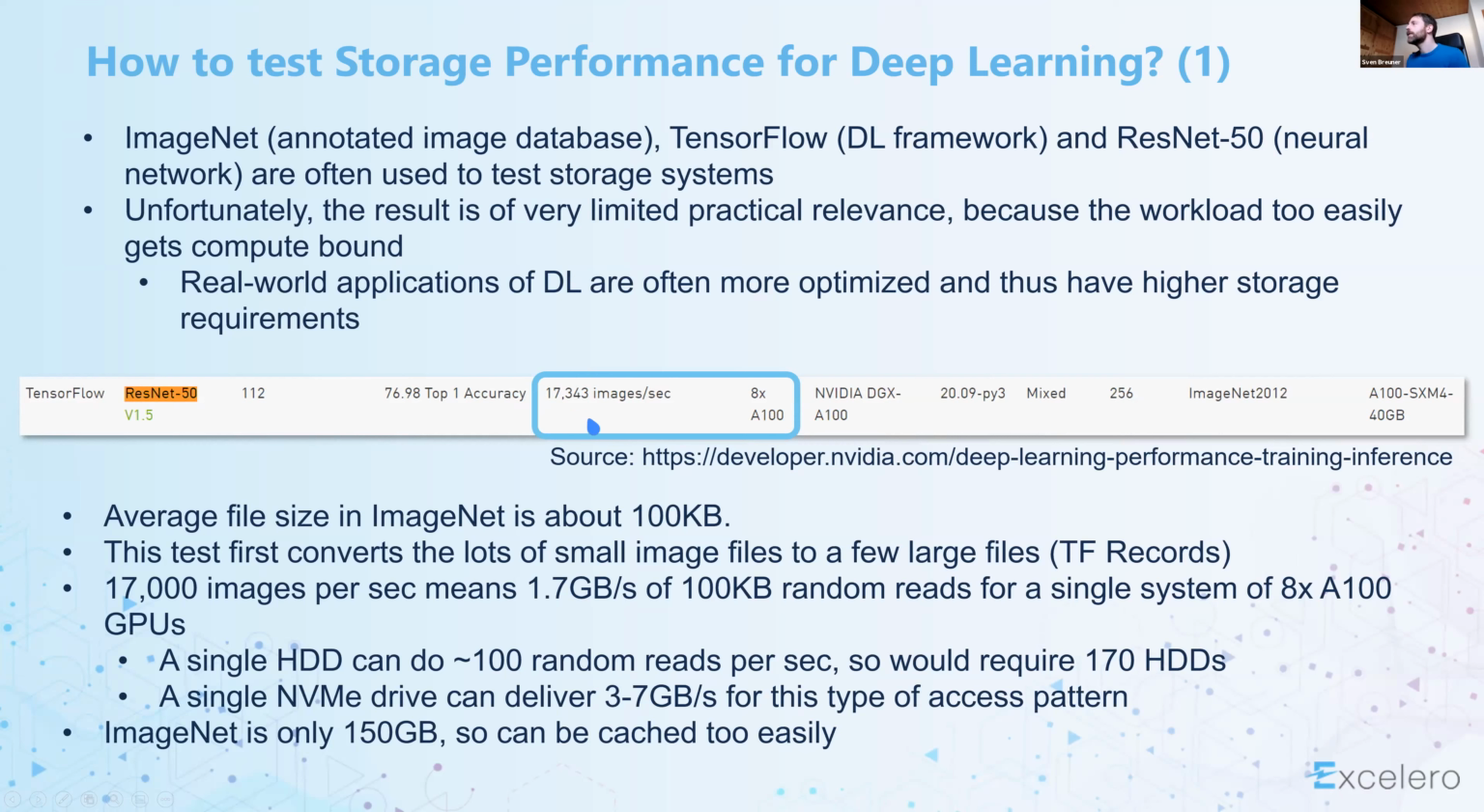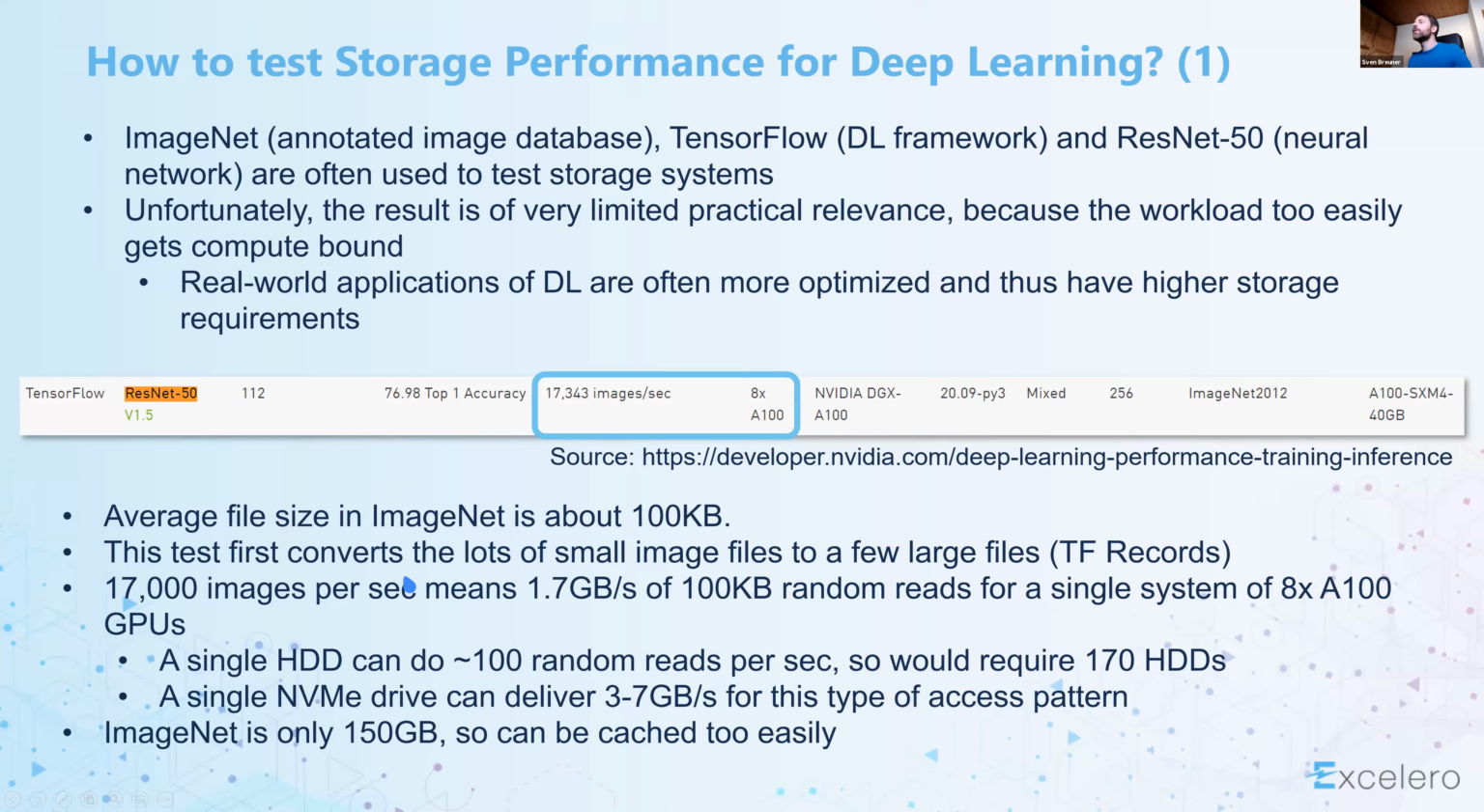So what does this case mean? For the combination of ImageNet, TensorFlow, and ResNet-50, NVIDIA specifies that the maximum that the GPUs can handle is about 17,000 images per second on a DGX A100 system. So that means at this point, it would not make a difference if your storage system is any faster than that or not. And what does that mean for the storage system? ImageNet has an average file size of about 100 kilobytes.